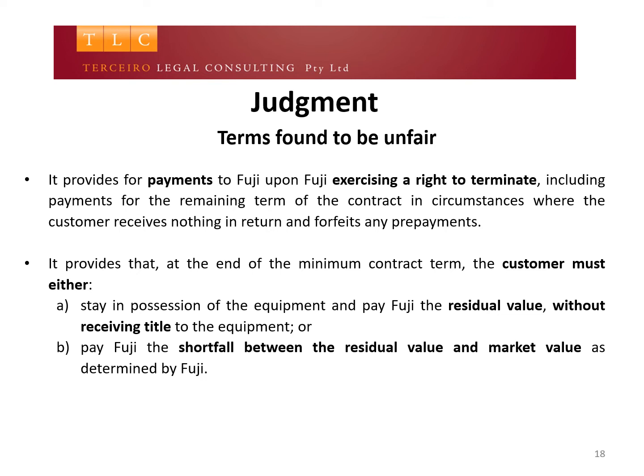But the second clause is a problem as well because it's saying that if there's a shortfall between the residual value and the market price, the customer has to pay that. But then it says the market price is as determined by Fuji. So it gives Fuji the ability to determine what the market price is, which suggests it's not truly a market value.